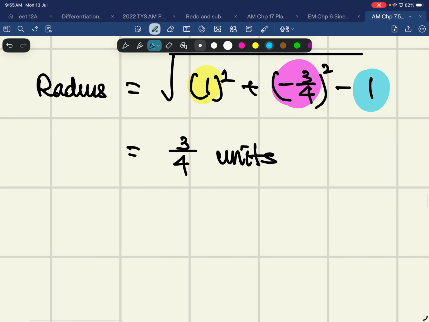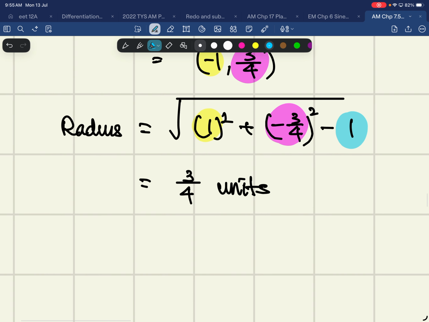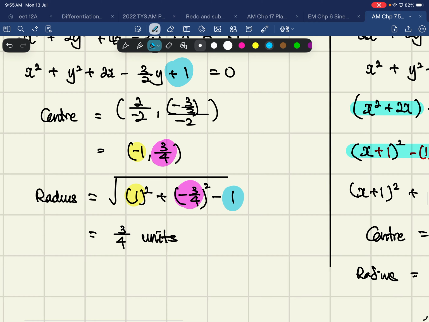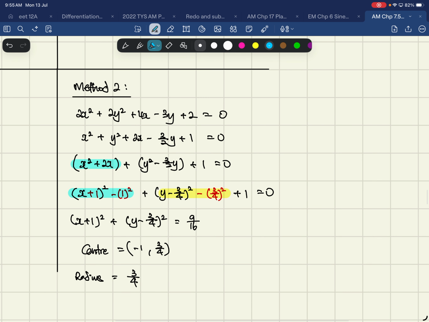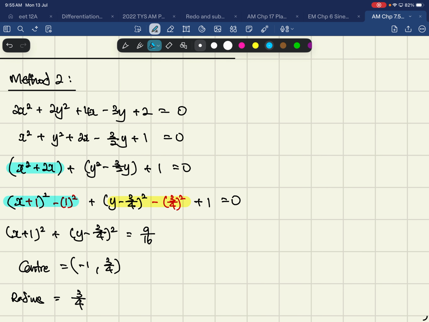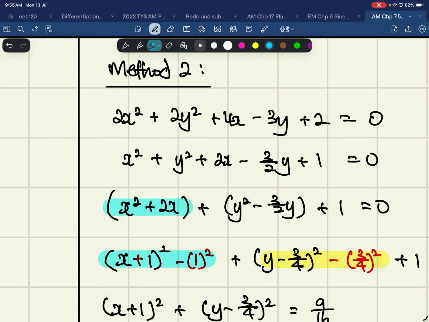Remember to write units. Don't just write 3/4 or 0.75. Write 0.75 units. Those who are going to do complete the square, the same rule applies. Remember, complete the square can only be done when the coefficient for x squared and y squared is also positive 1, or negative 1.